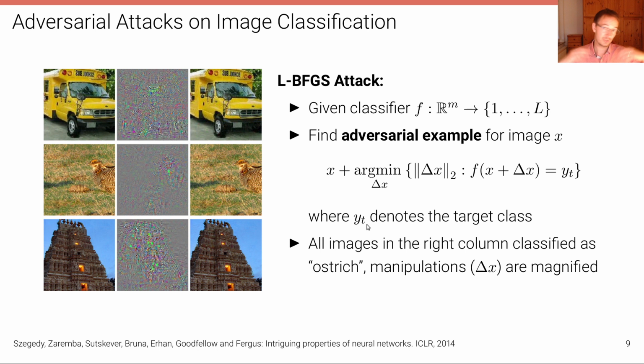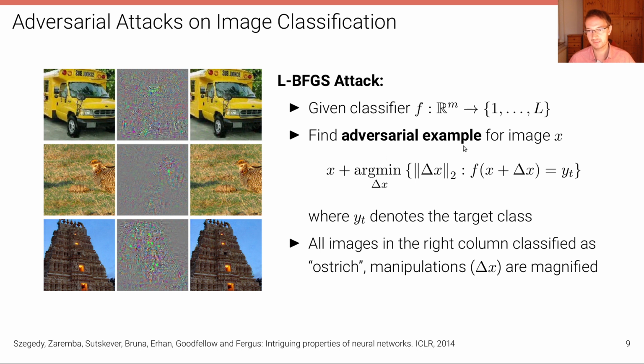And of course, this has consequences, right? That's why it's called an attack. We can attack a classifier. We can create an image that from a human perspective looks good, but the machine becomes very confident that this is something else. So here's the mathematical formulation for such an adversarial example under the LBFGS attack.